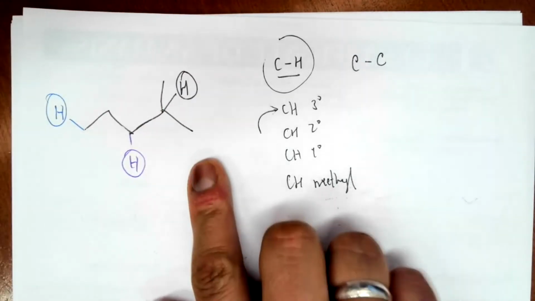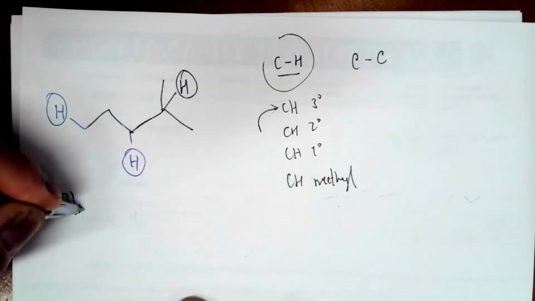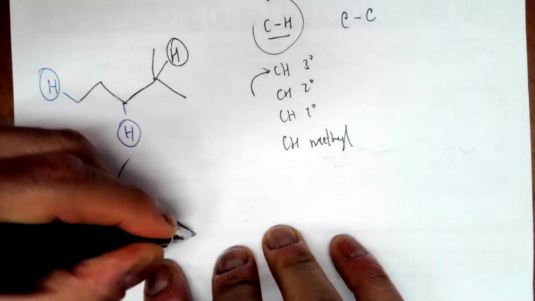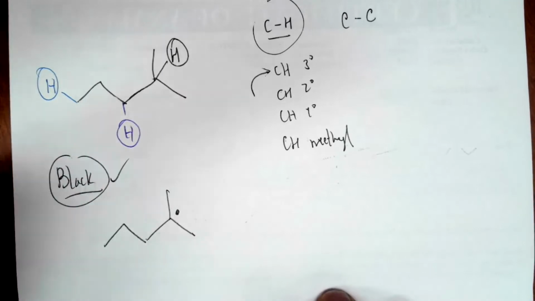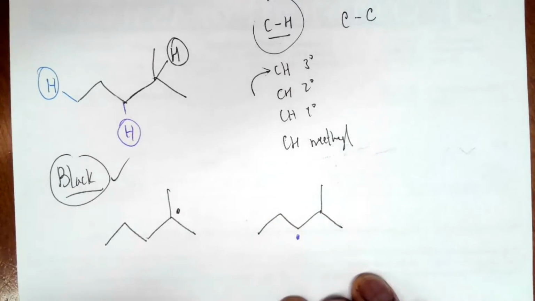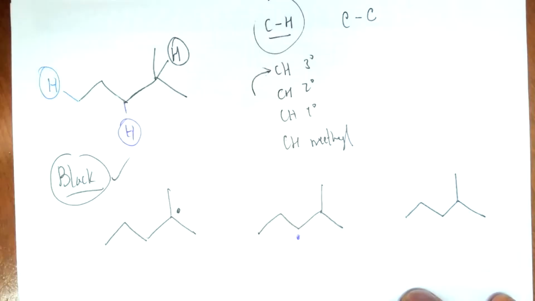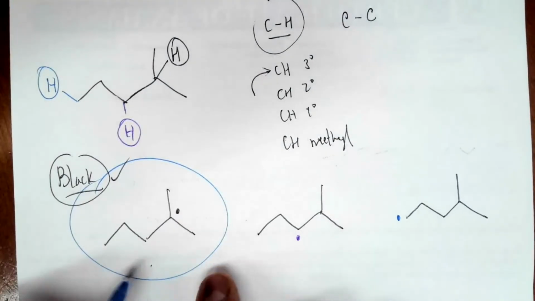Which of the H's will be the easiest to remove? Let me see, 3 seconds. You tell me the answer. Blue, purple, or black? Yes, correct. The black hydrogen. Why? Because if I remove the black hydrogen, I will be creating this tertiary radical, more stable than if I remove the purple. If I remove the purple, I'll be generating a secondary radical. And if I remove the blue one, I will be forming a primary radical. So definitely this one will be my most stable product.